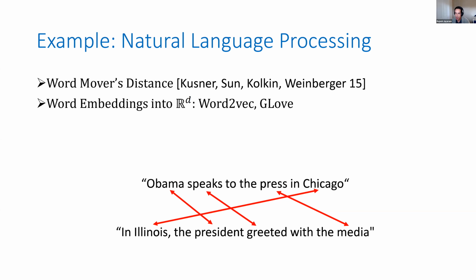So you may be familiar with things like this. One example is word2vec or GloVe. And what these do is they take words like Obama, speaks, or Chicago, and they map them to high dimensional vectors in R^d. And the promise, the hope of these word embeddings, is that similar words like Obama and president will map to similar points in high dimensional space.